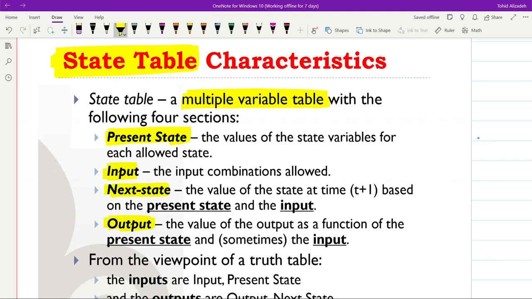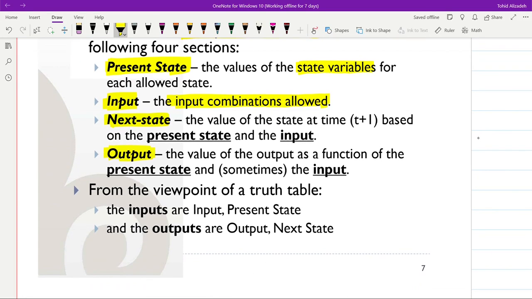The present state includes the values of the state variables for each allowed state. So the values of the state variables like A, B, C, and so on and so forth for each allowed state. The input will determine the input combinations allowed. We might have a single input or multiple inputs. Then we have the next state, which shows us the value of the state at time t+1, at the next rising edge of the clock, let's say, based on the present state and the input. And finally, we have the output, which will give us the value of the output as a function of the present state and sometimes the input.